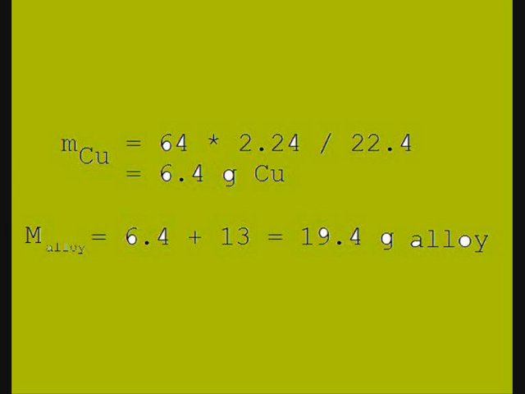So now the only thing left to us is to add the amount of copper and the amount of zinc, I mean 6.4 grams and 13 grams, and that will be the mass of the alloy.